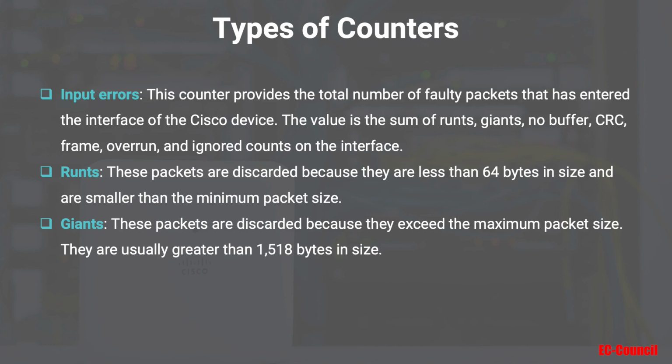You'll also find runts. Runts are simply packets which are discarded because they are less than 64 bytes in size and are smaller than the minimum packet size. So we need to look out for these runts on the network as well. There are also giants. Giants are simply packets which are discarded because they exceed the maximum size. They are usually greater than 1518 bytes in size.